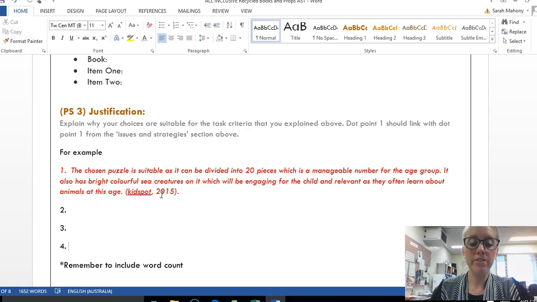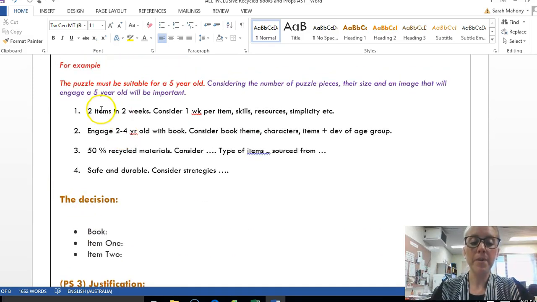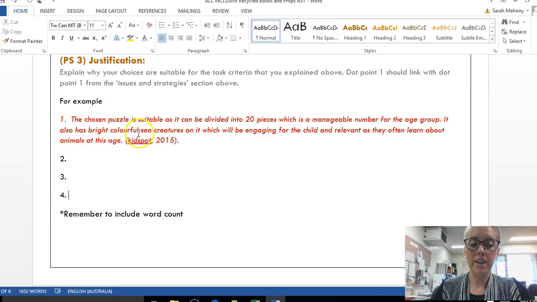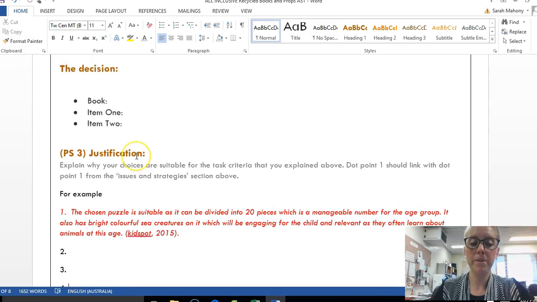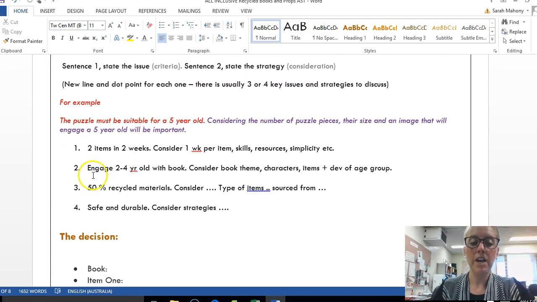So it is now explaining why the choices are suitable for a particular criteria. So you need to go through the 4 criteria now and explain how your choices are suitable for them. So number 1, you need to write about why your choices are suitable to be made within the 2 weeks. Right, explain that there. Number 2, you need to explain why your choices, your items, are suitable for 2 to 4-year-olds and link with the book.